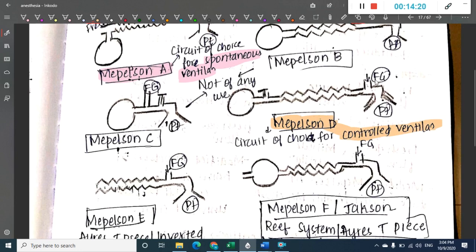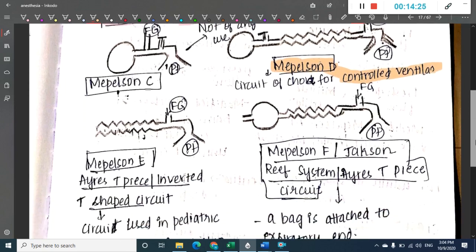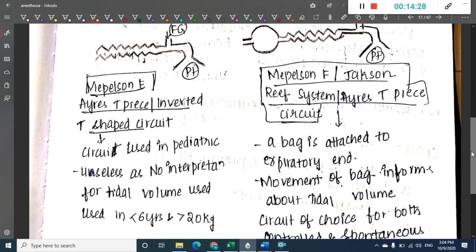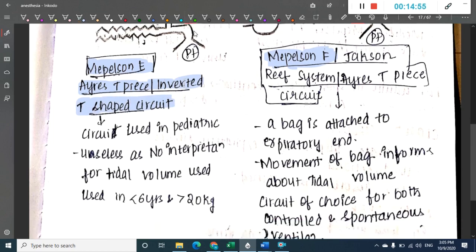Here fresh gas is towards the patient. Obviously if you remember one, the rest are all common. Next we have Mapleson E and Mapleson F. Remember, these are actually the pediatric Maplesons, used for small children, pediatric patients. Mapleson E is also called Ayer's T-piece, or inverted T-shaped circuit. So Mapleson E is the circuit of choice for pediatric patients.